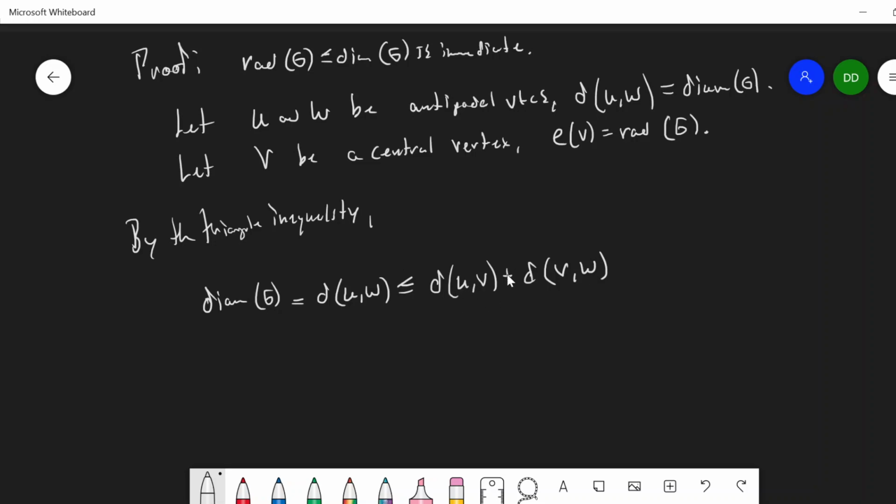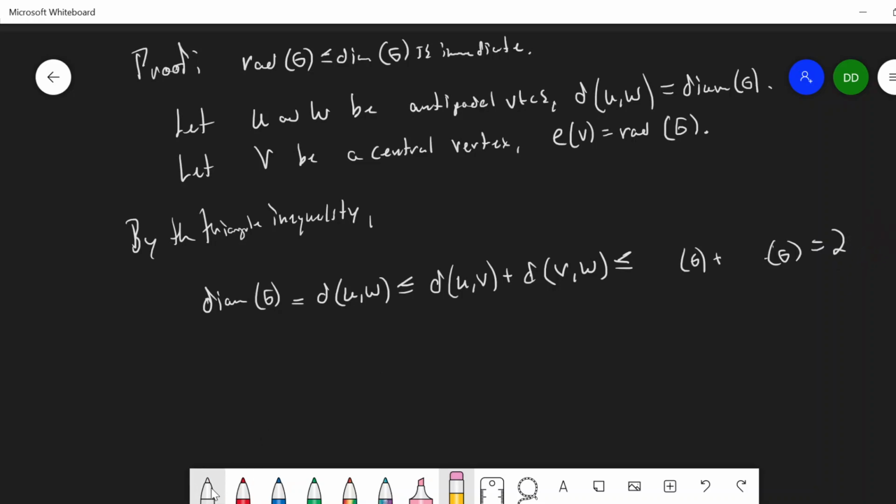And now I have two distances involving this vertex V, which is central, right? Its eccentricity is equal to the radius of the graph. In particular, the distance between V and any other vertex is at most its eccentricity, and hence at most the radius of the graph. So this is less than or equal to diameter of G plus diameter of G. Right? This is less than or equal to the diameter. This one's less than or equal to the diameter. And that's twice the diameter of G. Sorry, not diameter, radius.